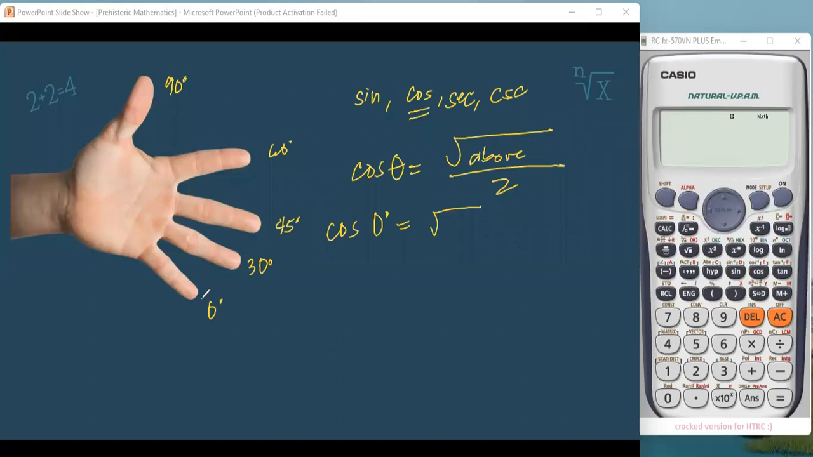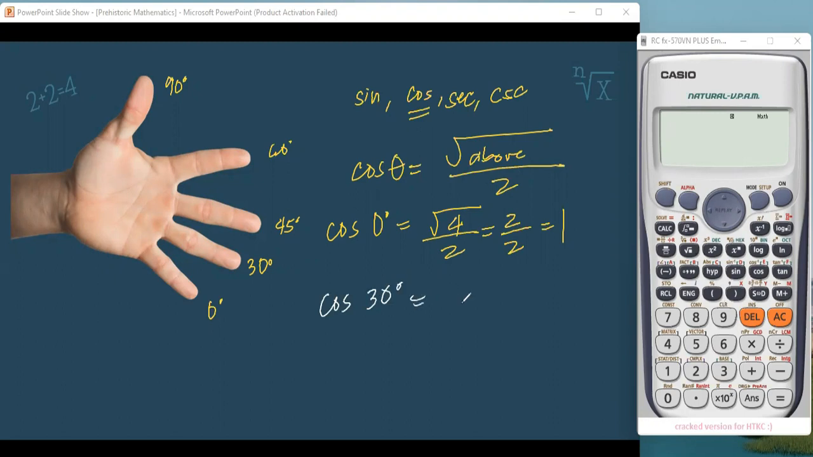So ilan pong fingers above 0 degrees? So we have 1, 2, 3, 4. So we have 4 fingers. So 4 divided by 2. What is the square root of 4? That is 2 over 2. Now, 2 over 2 is equal to 1. So therefore, cosine 0 degrees must be equal to 1. So let's check. So we have here 0, or cosine 0 must be equal to 1. So tama po.